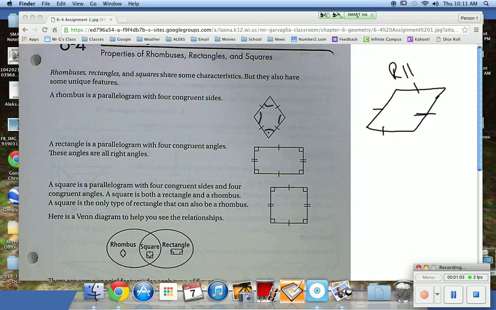What if they're all 90? Is a square a rhombus? Yes. But is a rhombus a square? No. Okay.